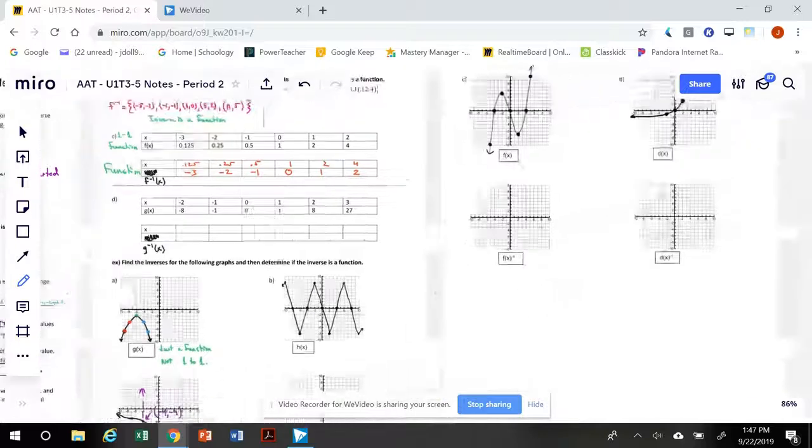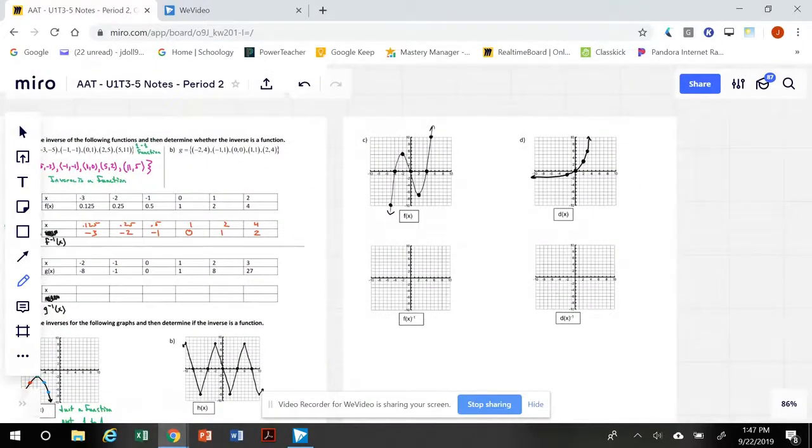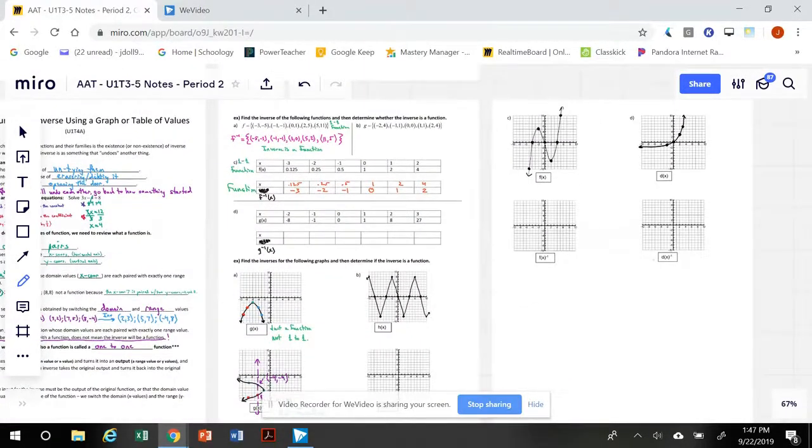All right, so I left you several examples here to try on your own: B, D, and then B, and then C and D over here. I will add the correct answers into the real-time board so you can check those out.